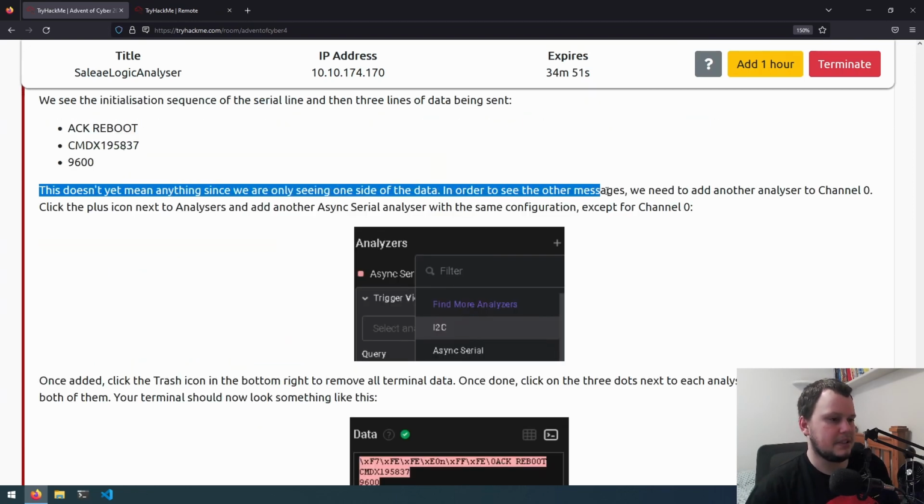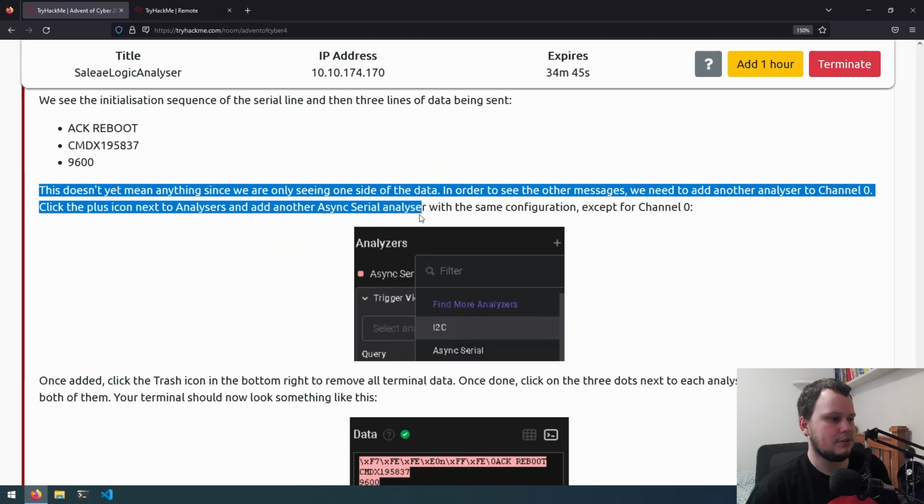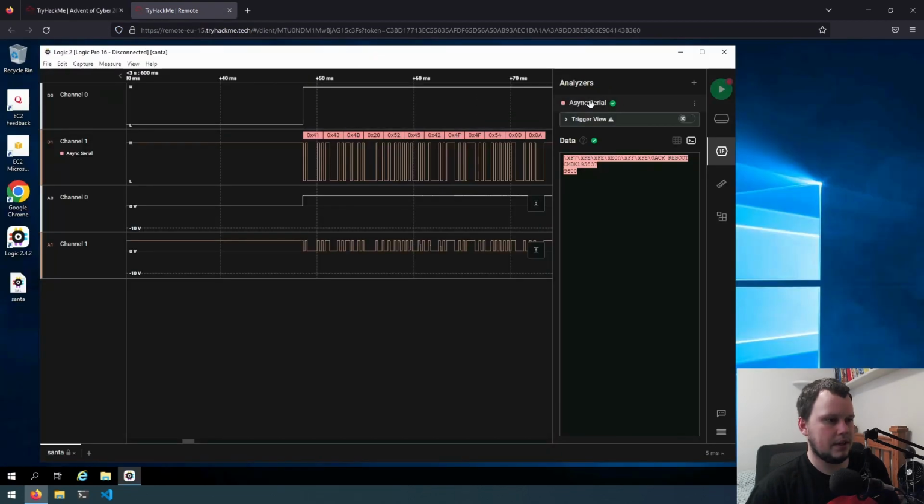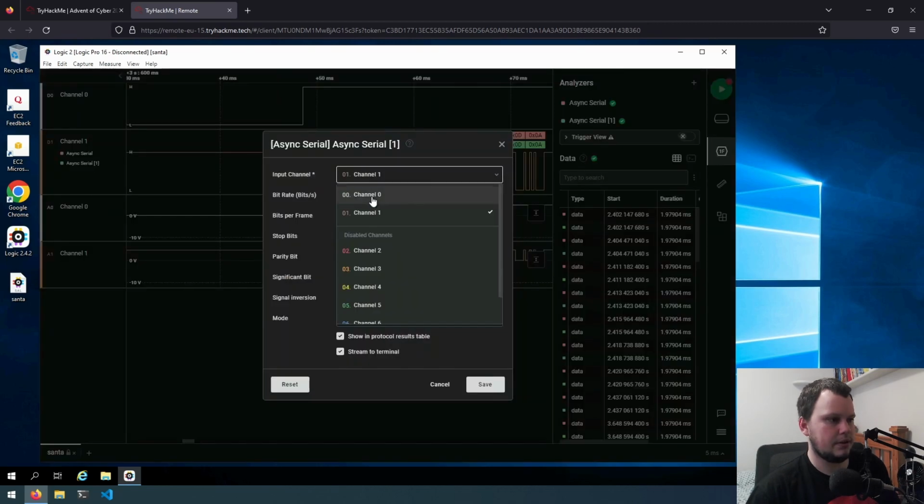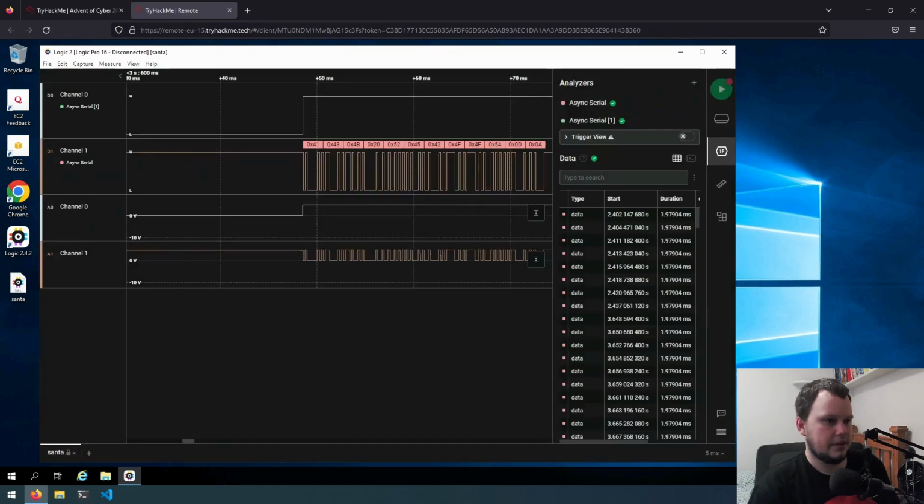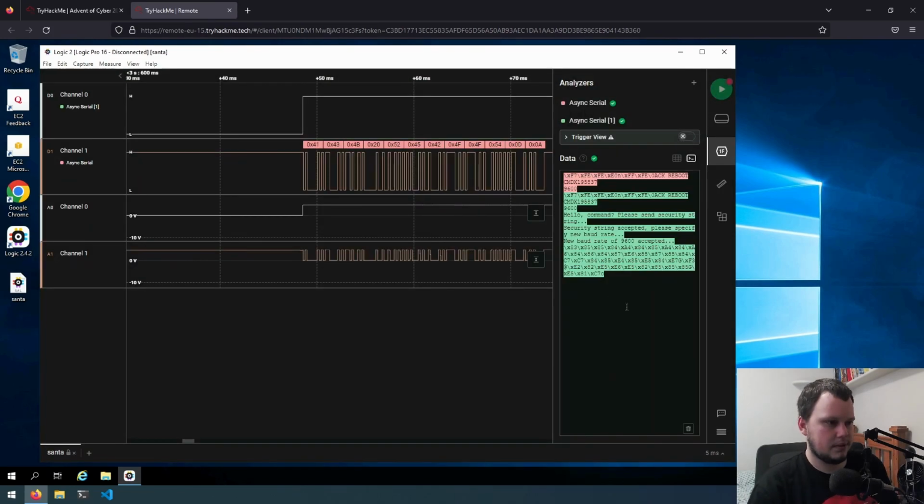In order to see the other messages, we need to add another analyzer to channel 0. Click the plus icon next to analyzers and add another async serial analyzer with the same configuration except for channel 0. So we will do that. Go plus, async serial, channel 0, and save. We can go to the terminal thing here and we've got more information.